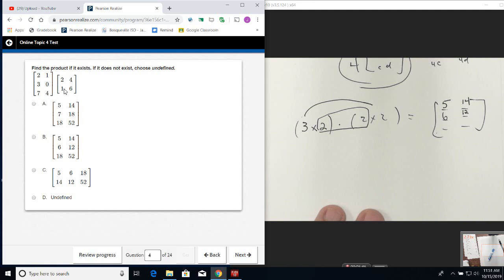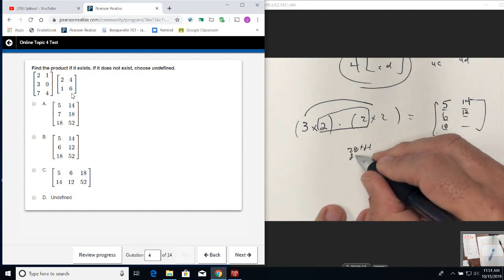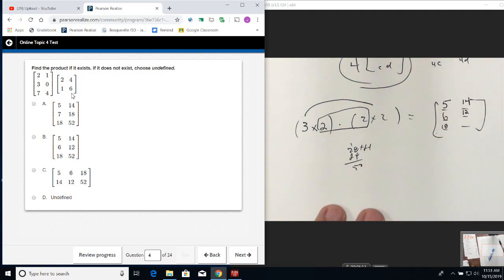Let's take this bottom row times this next column. 7 times 2 is 14, plus 4 times 1 is 4. 14 plus 4 is 18. Very good. Now I'm just taking this last row times this last column. So it'd be 7 times 4 is 28 plus 24. What's 28 plus 24? 52. So my last one would be a 52.